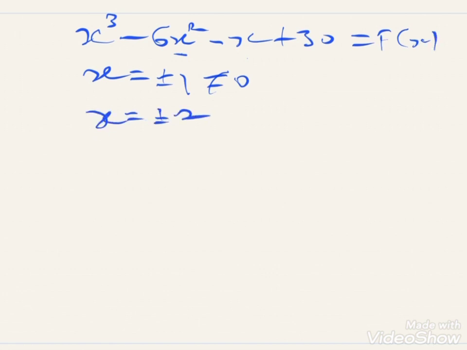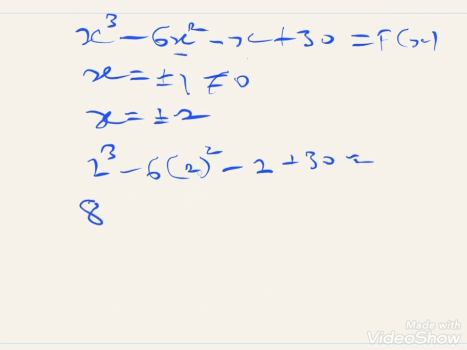Now, let x equal plus or minus 2. Let's try with plus 2. 2 cubed minus 6 bracket 2 squared minus 2 plus 30. Let us check. 2 cubed is 8. 2 squared is 4 times 6 is minus 24. Minus 2 plus 30. Now, when we evaluate this, what do we have?